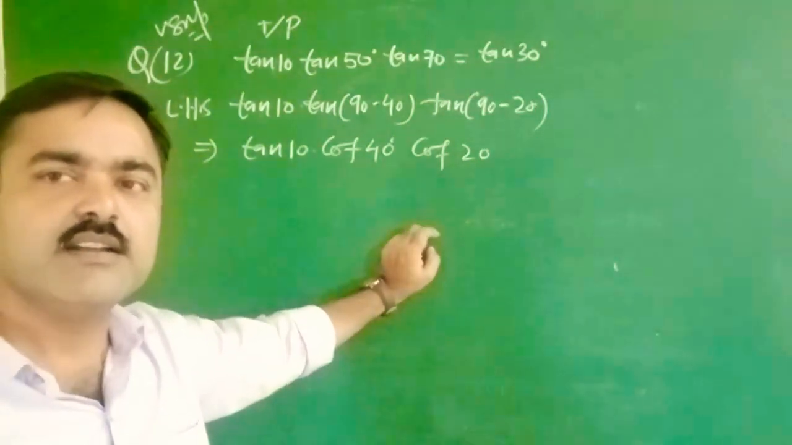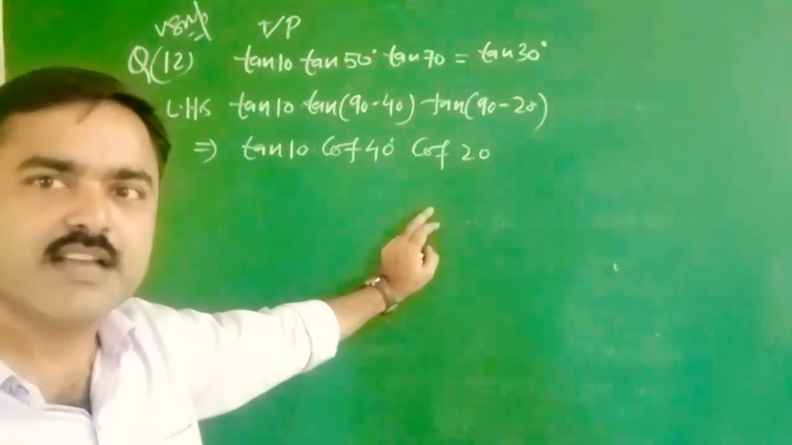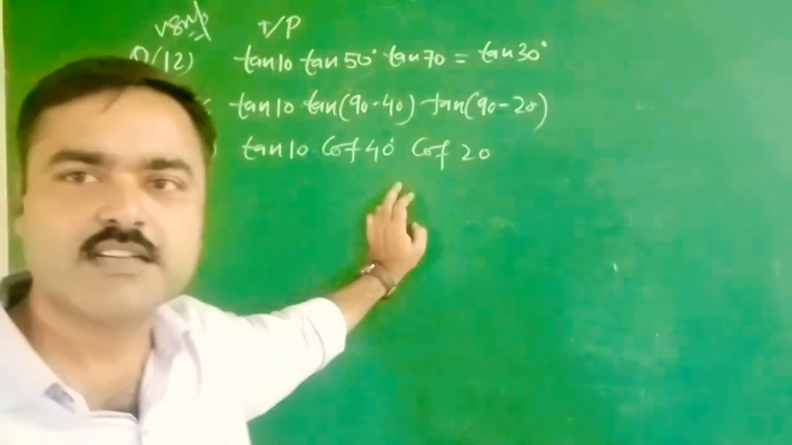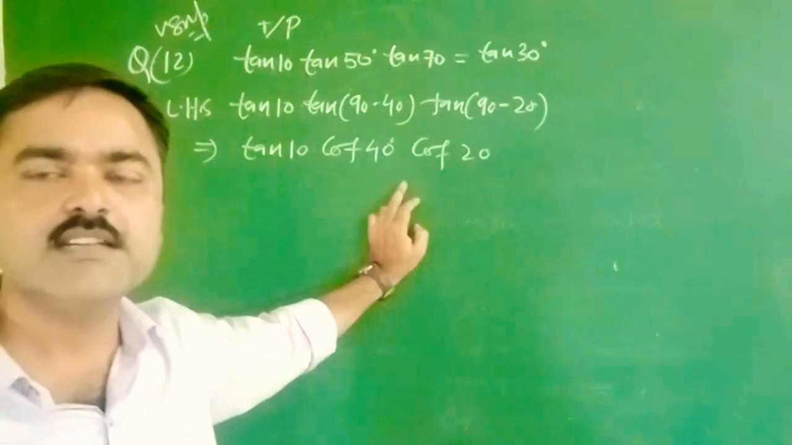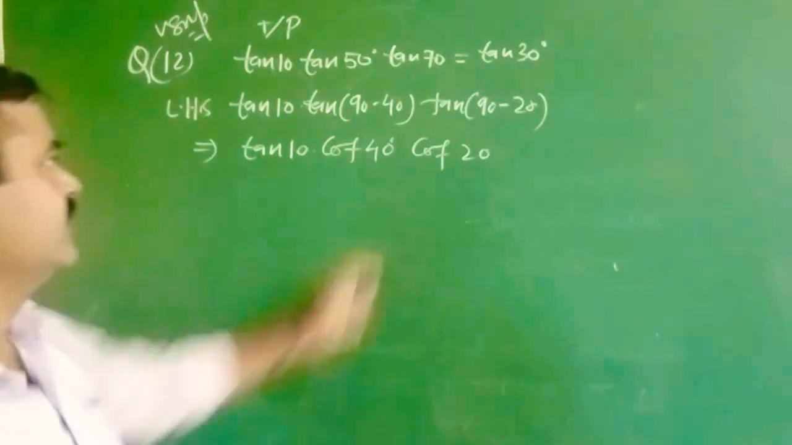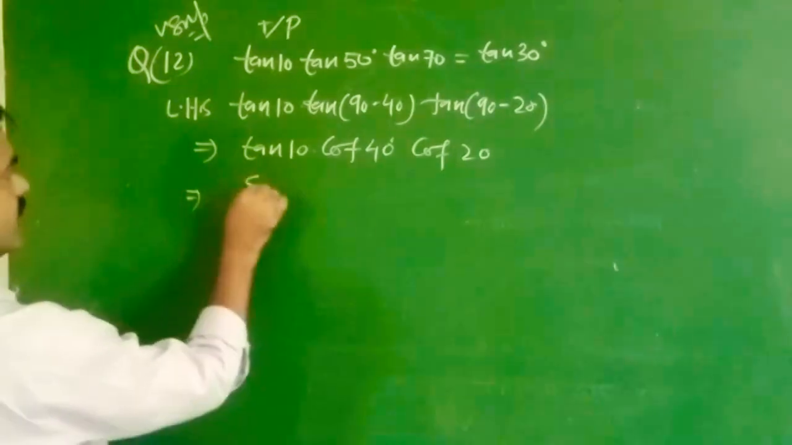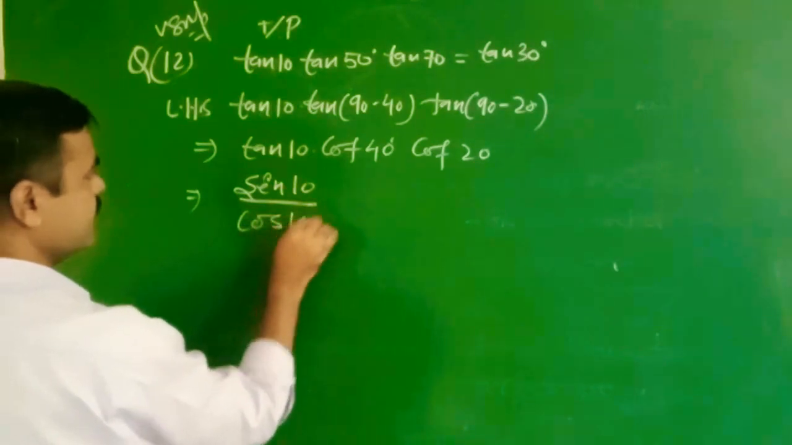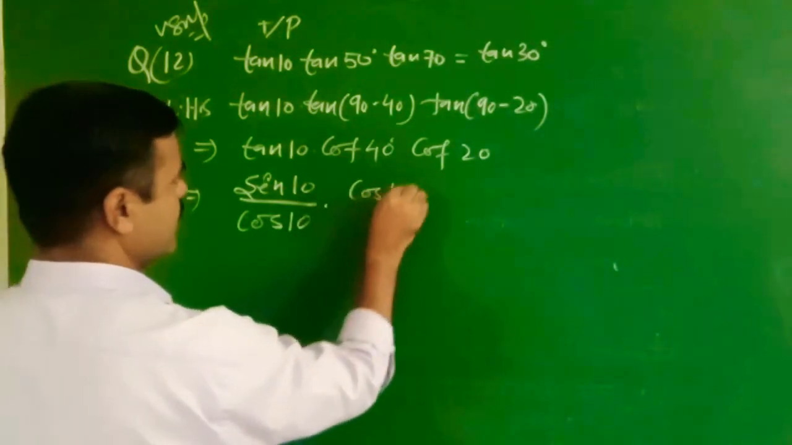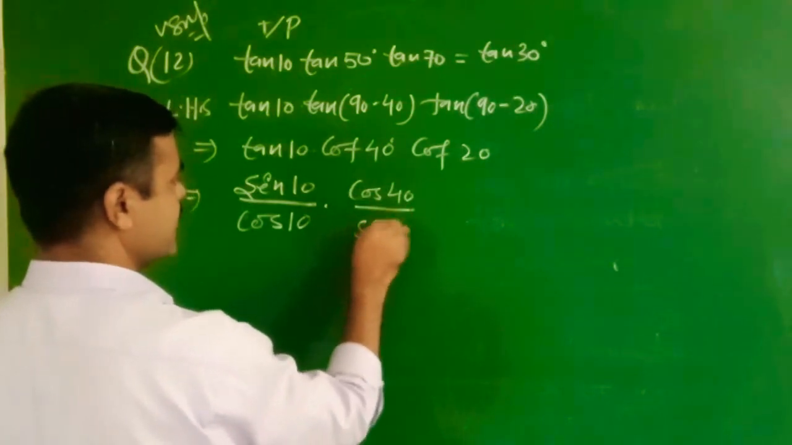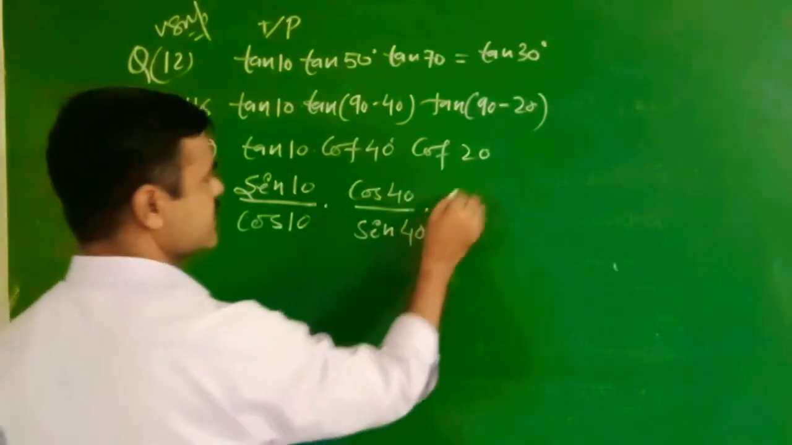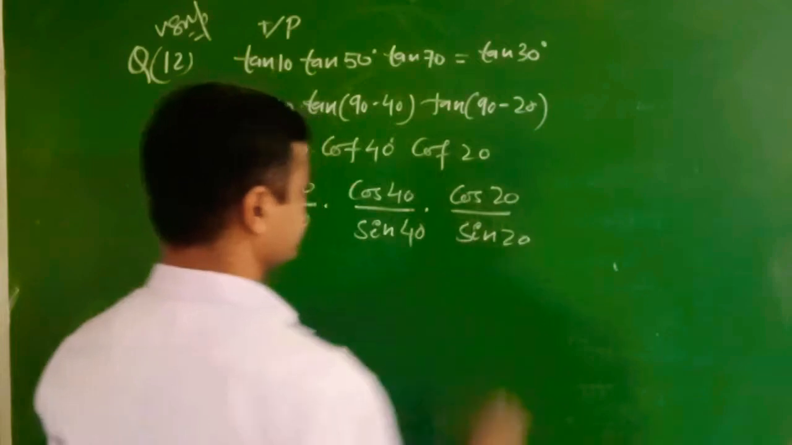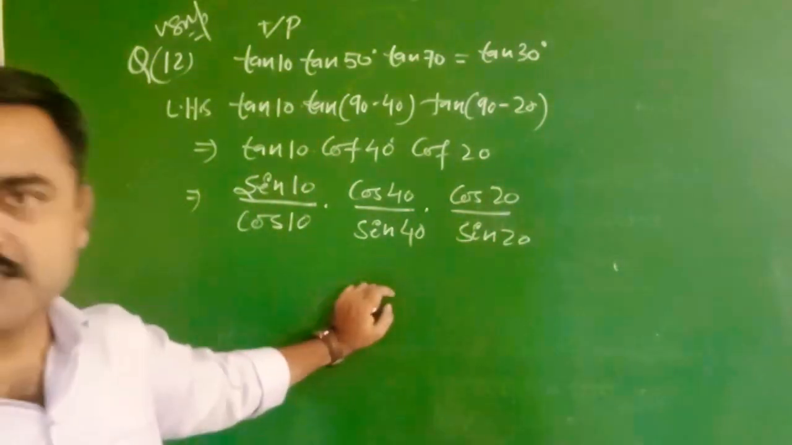Now write this in terms of sine and cos, because you know cot theta equals cos theta upon sine theta and tan theta equals sine theta upon cos theta. So this can be written as sine 10 upon cos 10, and this is cos 40 upon sin 40, and this is equal to cos 20 upon sin 20.